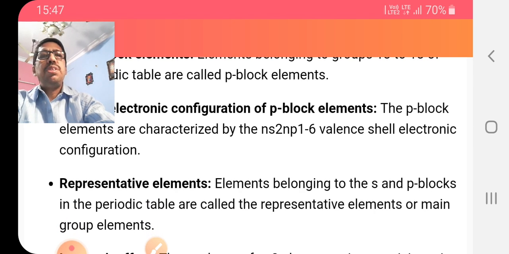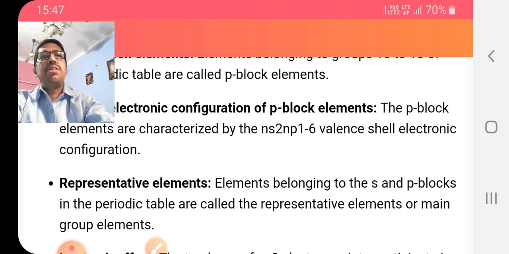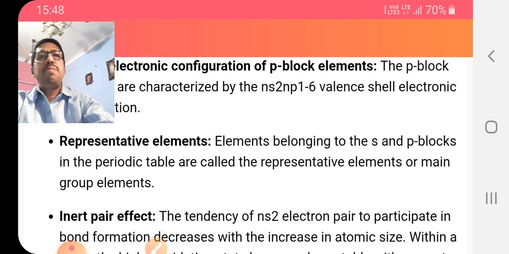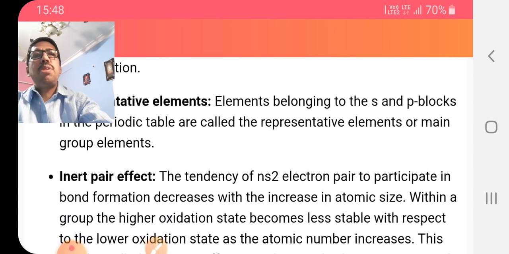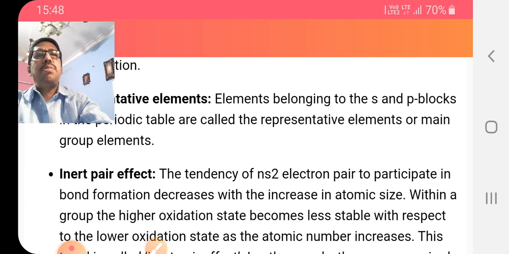Now, representative elements. All the elements belonging to group 1, 2 and group 13 to group 17, which are mainly of the s and p blocks in the periodic table, are known as representative elements or main group elements. Now move on to the next point, that is inert pair effect.